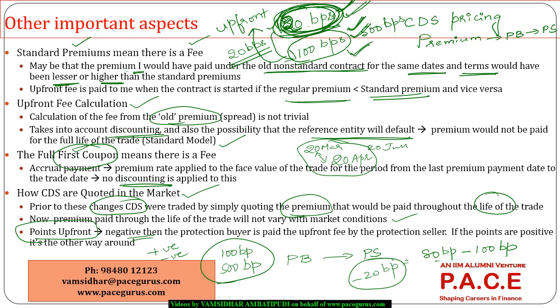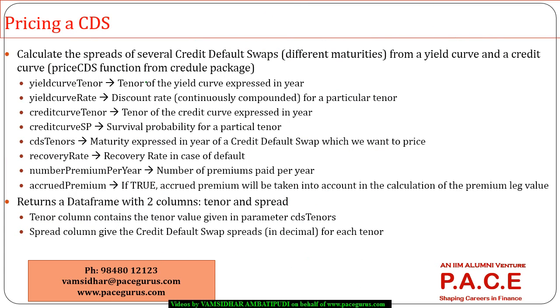Now, getting into the practical aspect, I want to go for pricing a CDS. If I want, I can calculate the spread or the prices, right? Here we said this is based on the conventional method before the standardization. I want to calculate the spread of one or more CDSs of different maturity.